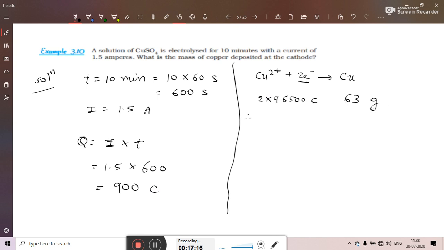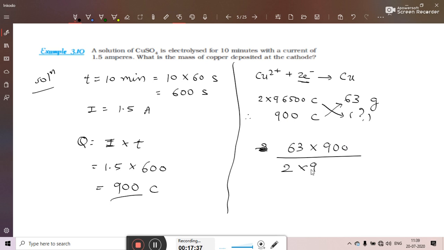Now here the charge we have found is 900 coulomb. So for 900 coulomb, what should be the mass deposited? So we have to do cross multiplication. So that will be 63 into 900 upon 2 into 96500. So that will come out as 0.2938 gram. So this is the mass of copper deposited at the cathode.